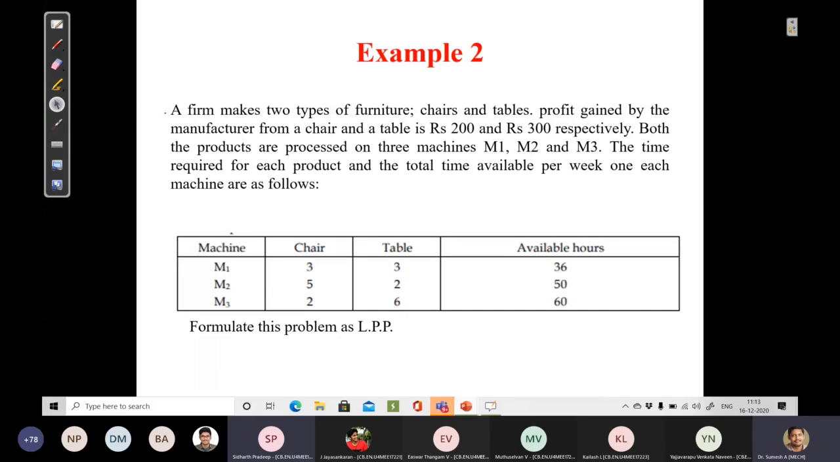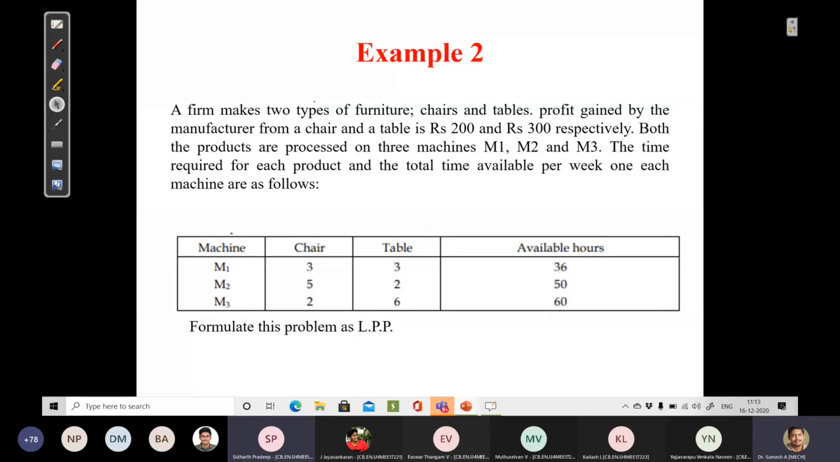Decision variables, X1, X2. What is X1? What is X2? X1 is the number of chairs and X2 the number of tables. Yeah, exactly. So you can see two types of furniture a firm is required to make, given as chairs and tables.